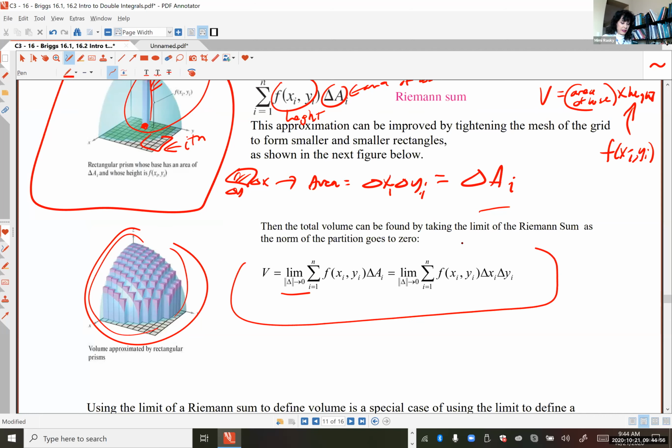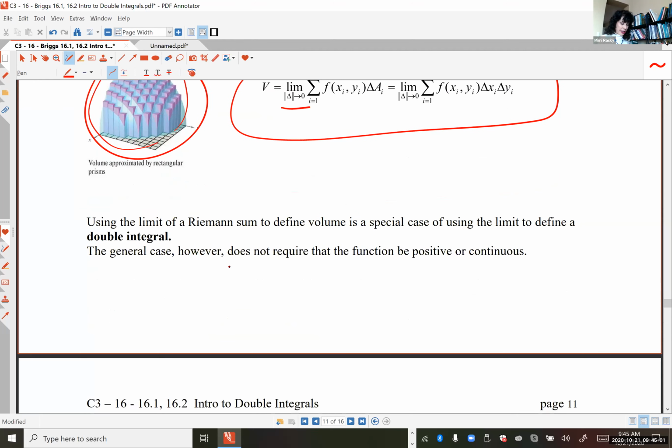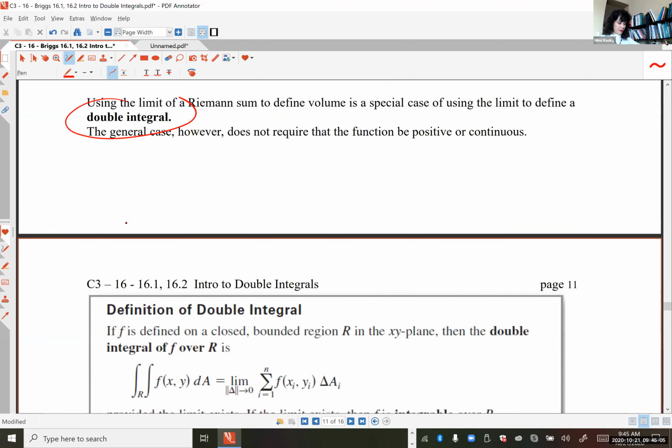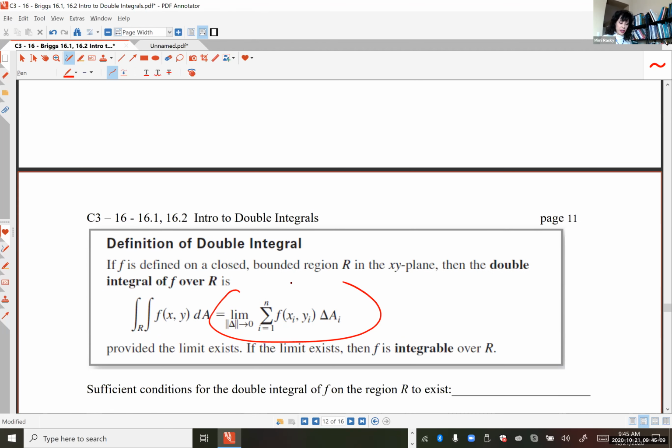And so this is the limit of the Riemann sum that all good math majors learn. And what happens is we're going to get to the definition of a double integral right here. So when you take the limit of your Riemann sum, it turns into, voila, your double integral, where the delta A sub i turns into dA, and you are integrating over a region R.